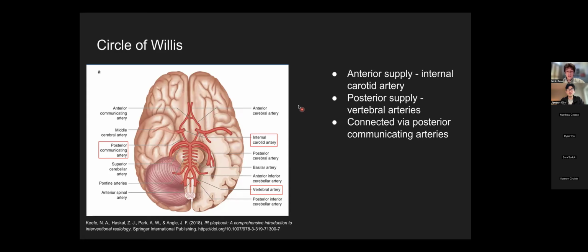So the anterior supply is coming from the internal carotids, which are found here bilaterally. Posterior supply is from the vertebral arteries, which run from the back, and they branch right off of the subclavian arteries, which I'll talk about soon. And then the anterior and posterior supply is connected via the posterior communicating arteries, which are found right here. The next slide goes into a little bit more detail.